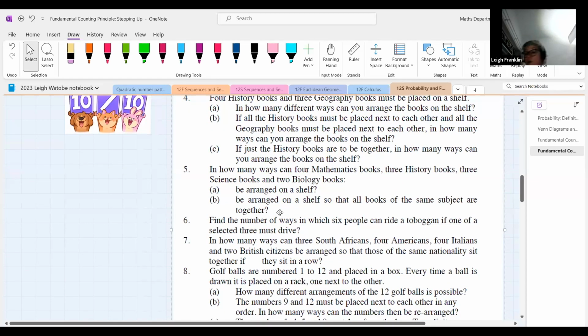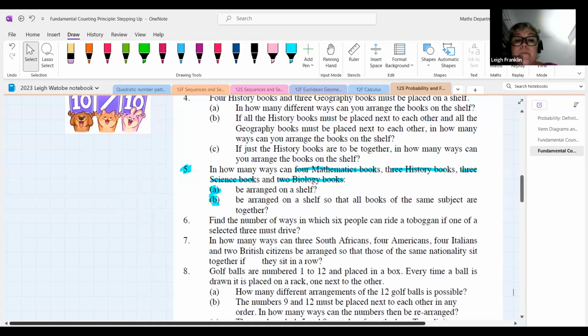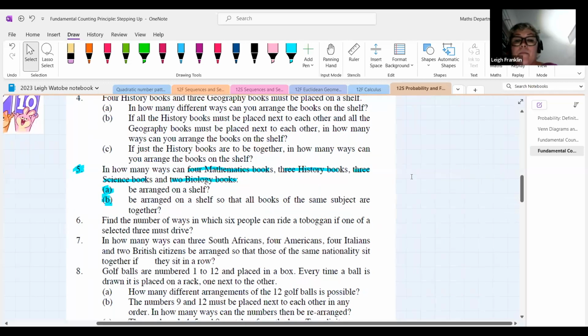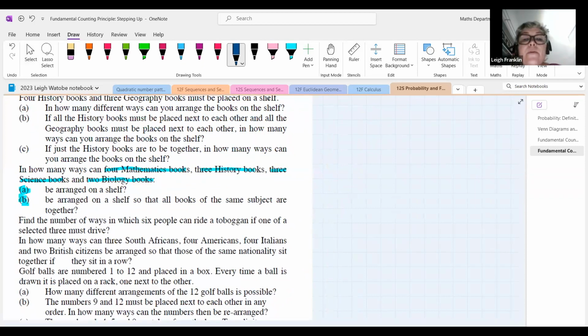Okay. So we're going to look at question number 5. In this situation, we have 4 maths books, 3 history books, 3 science books, and 2 biology books. In how many ways can they be arranged on a shelf? Let's just scooch over and create a bit more space here. There we go. All right, so in part A, what do you think? In how many ways can they be arranged?